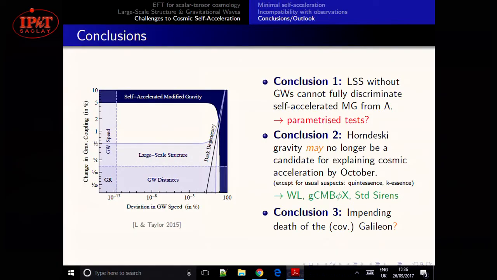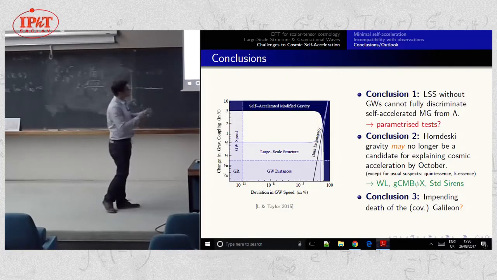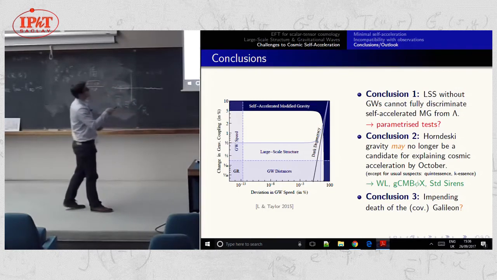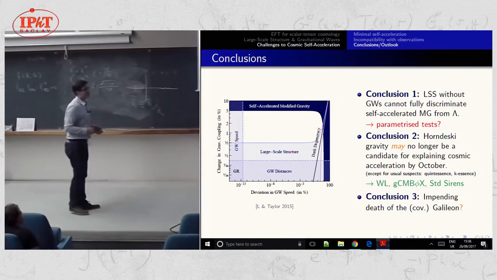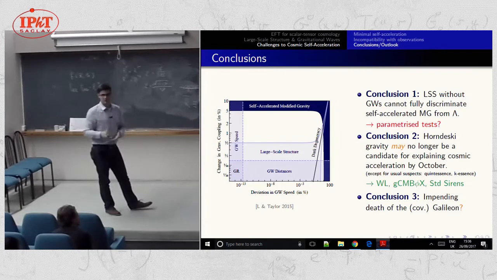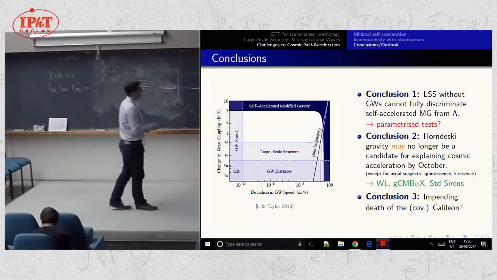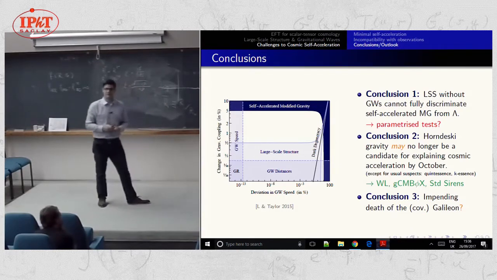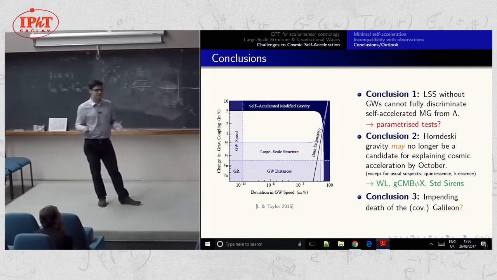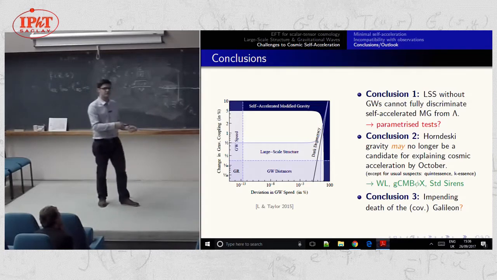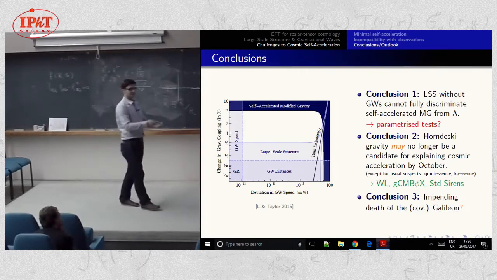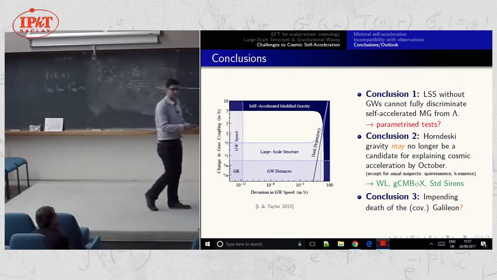Okay. Well, then that brings me back to the conclusion. I showed you first that large-scale structure alone, without gravitational waves, cannot fully discriminate between self-accelerated modified gravity in Horndeski theory and a cosmological constant. I think that's something to keep in mind when doing parametrized tests. If you really use all the 5 free functions in Horndeski theory, in principle you should recover this degeneracy. And if you don't, you've basically just constrained your choice of time parameterization that you plugged in.